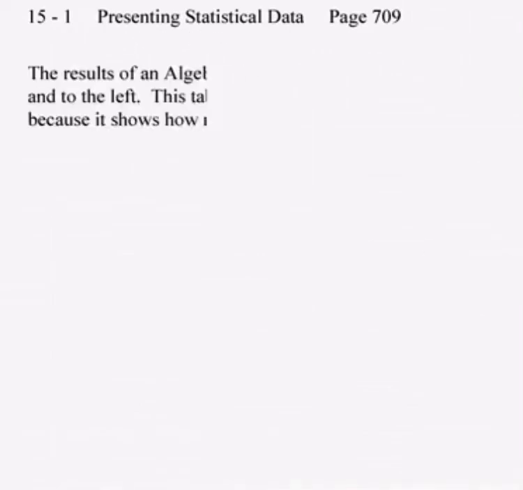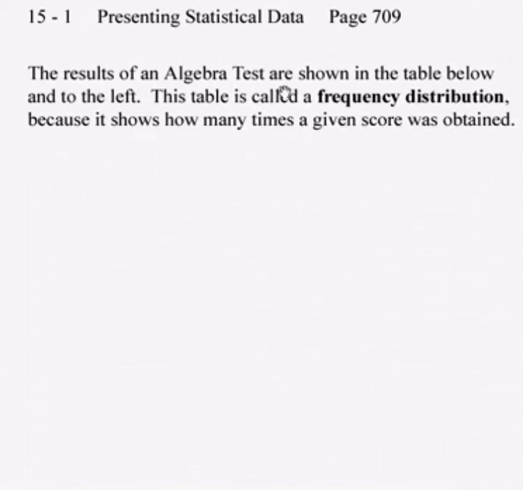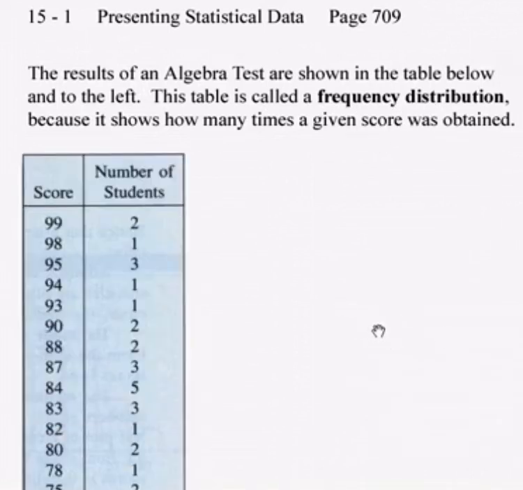Let's begin our look at ways of presenting statistical data. The results of an algebra test, fictional at that, are shown in the table below and to the left. The table is called a frequency distribution because it shows how many times a particular score was obtained.